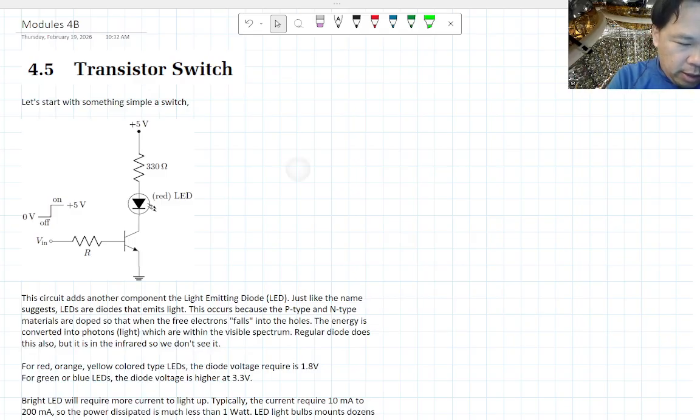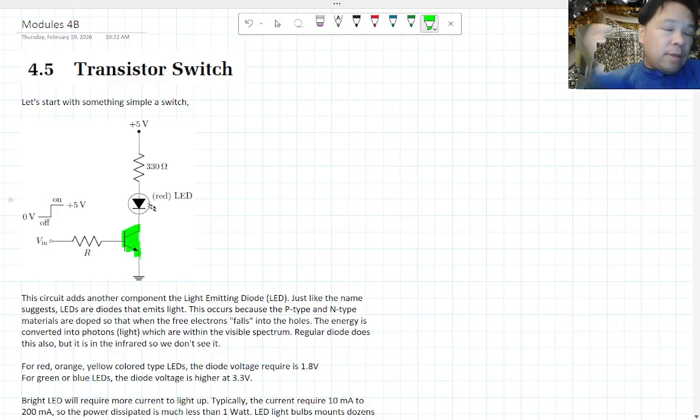So this circuit has your transistor. Just use the highlighter right here. It's an NPN type because the arrow is pointing away from the transistor. So it has a little resistor there that's going to have a variable value R. We're going to see what that value should be.